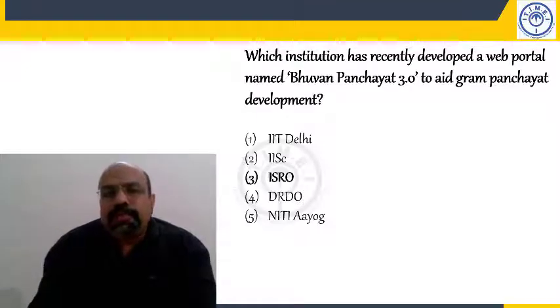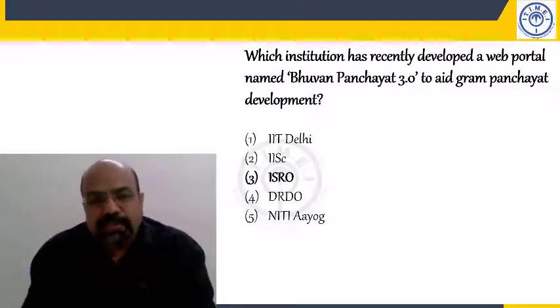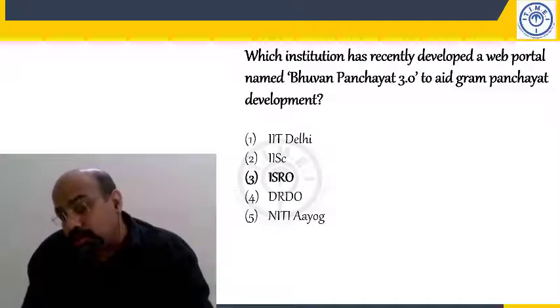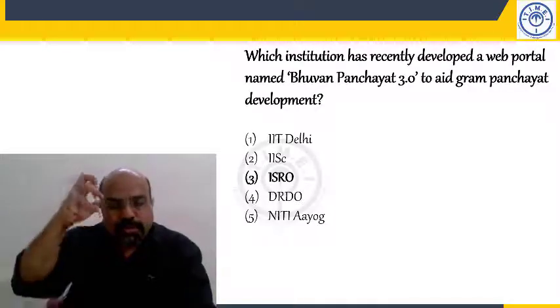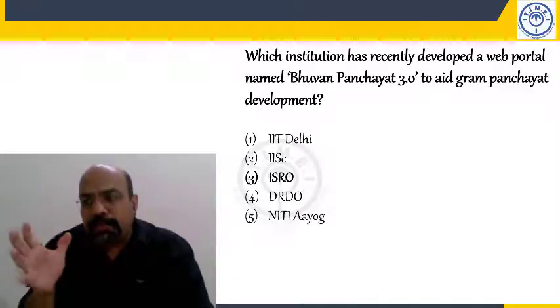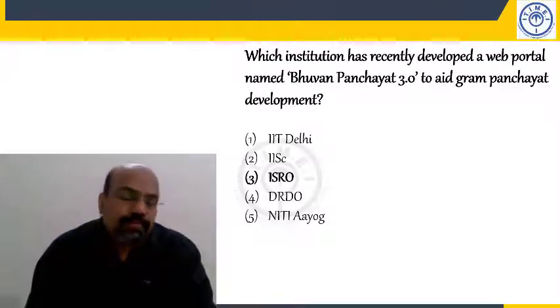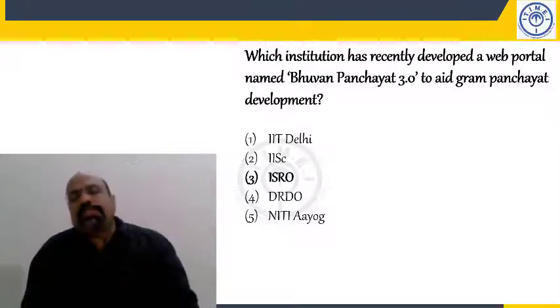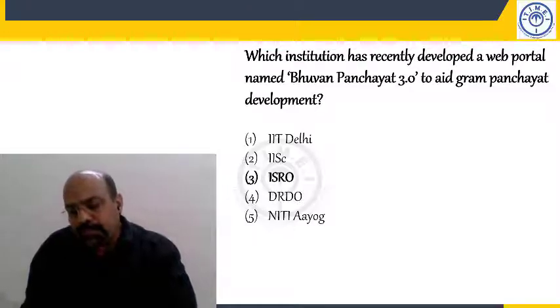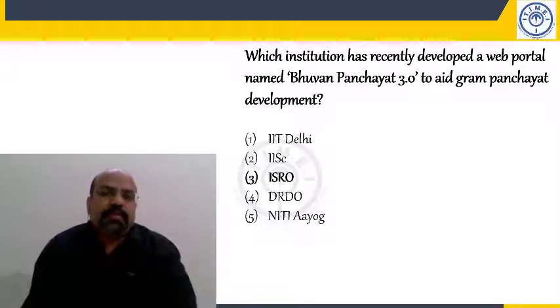Which institution has recently developed a web portal named Bhuvan Panchayat 3.0 to aid Gram Panchayat development? Easy question. ISRO. There's hardly anything to discuss here. We took notes on ISRO in the past, so we are not going to repeat, but we could just take the heads, just to revise. ISRO's chairman is K. Sivan, S-I-V-A-N. Then DRDO, G. Satish Reddy. Next, Niti Aayog CEO Amitabh Kant, K-A-N-T.